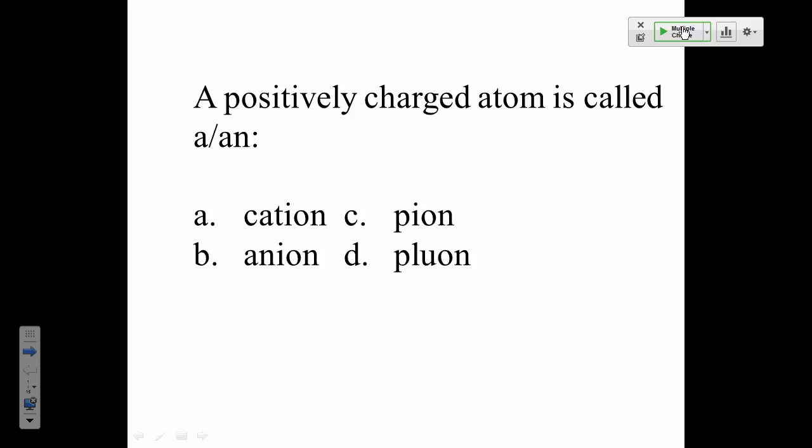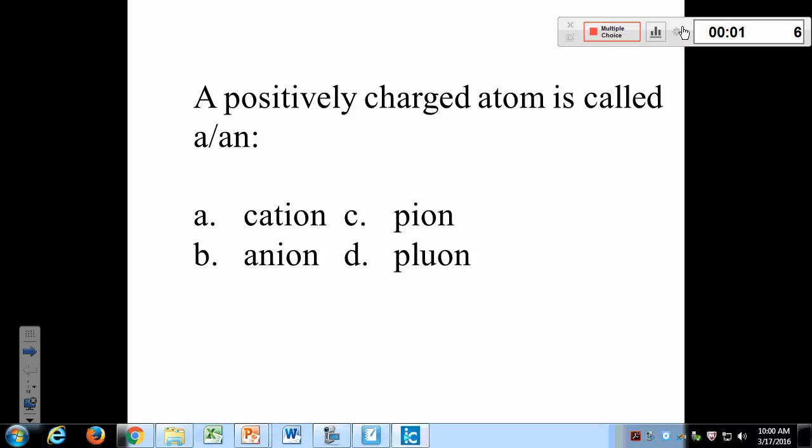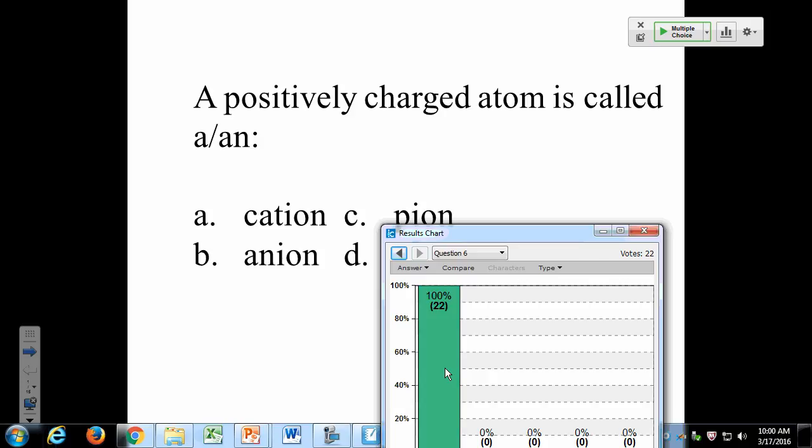Okay, so a positively charged atom is called what? A cation, anion, pion, or a gluon. All right, I'll stop at 22. Okay, awesome. A is right because of that thing. Is that how y'all remember that? Because it has a plus sign in the middle?